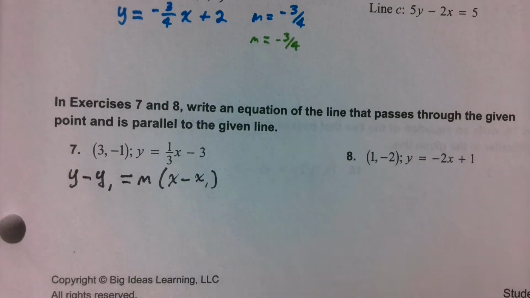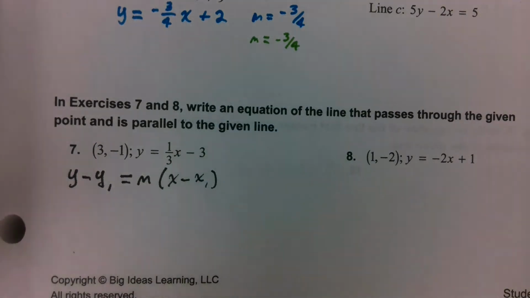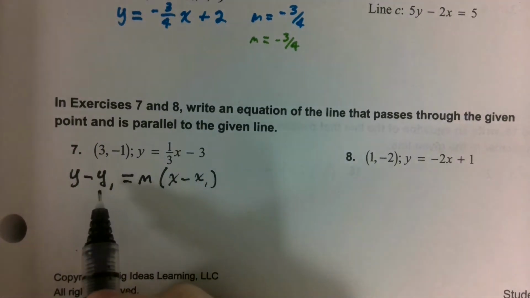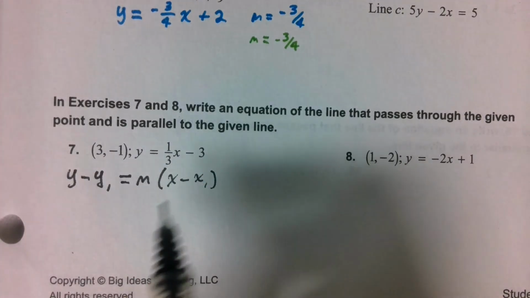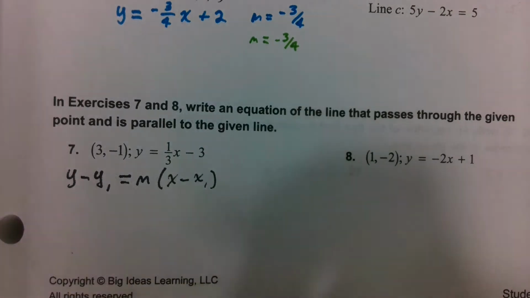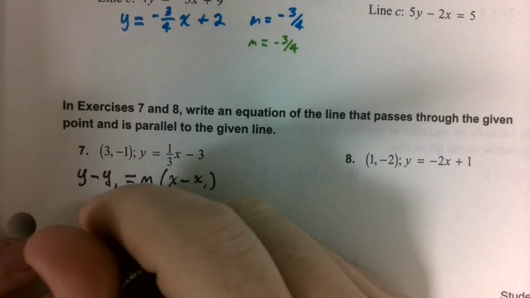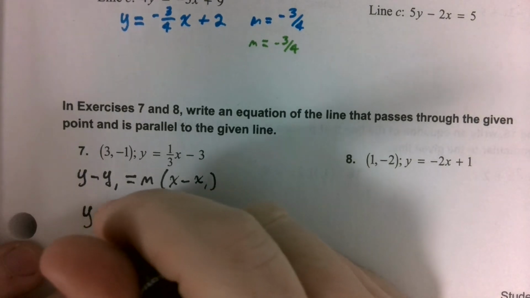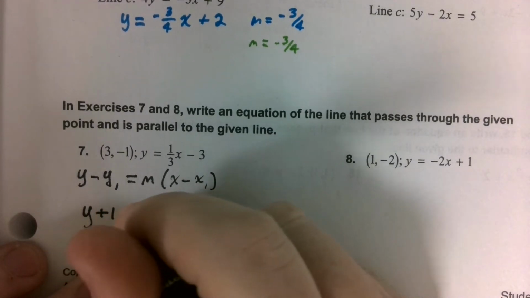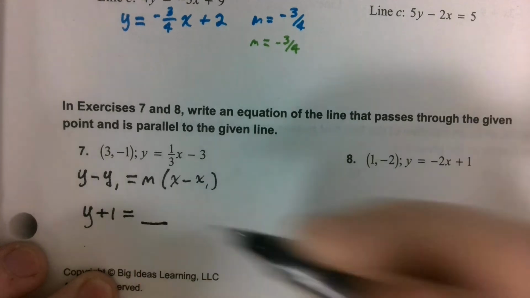y minus y1 equals m times x minus x1. For this to work, we need to know the y-coordinate of our point for y1, the x-coordinate of our point for x1, and a slope. Well, the first two parts are easy enough. The y-coordinate is negative 1, so y minus negative 1 is just y plus 1. I'm going to leave the slope blank for now.